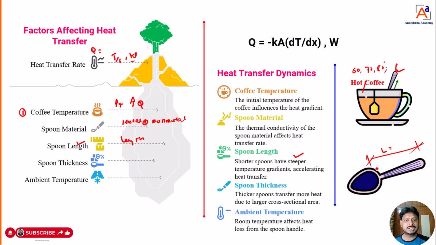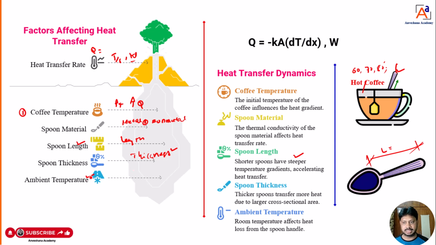Through that thickness, heat is going to transfer. If more thickness, less heat transfer. So the spoon thickness also plays a very important role, dear students. If the thickness of the spoon is more, less heat transfer. If thickness is less, what will happen? Rate of heat transfer will be more. Hence, thickness of the spoon also plays a very important role in conduction heat transfer.